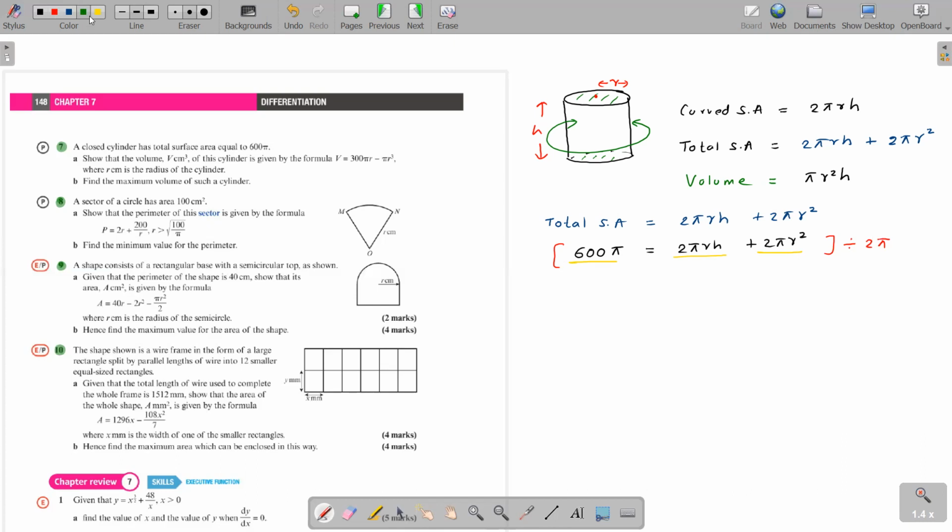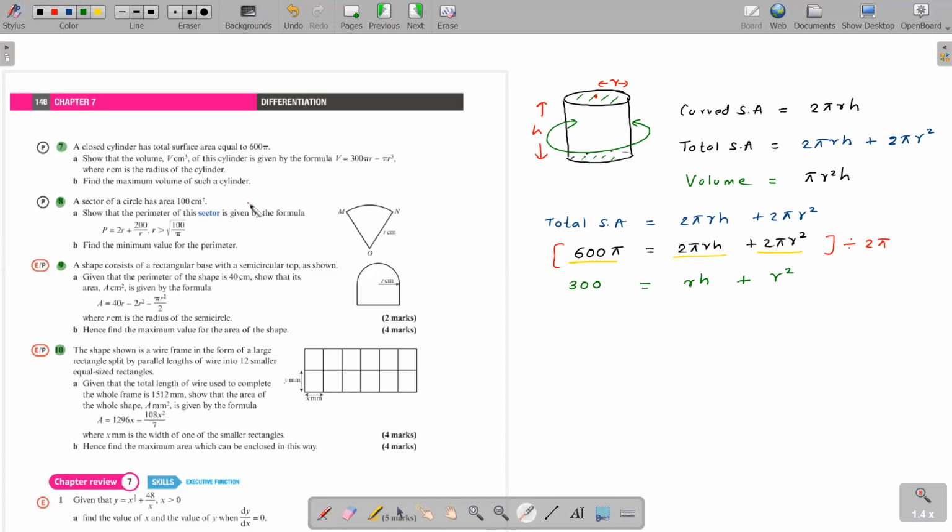So it cancels out. 600 divided by 2 is 300. Pi will cancel out. In 2 pi RH, the 2 divides the 2, the pi also cancels out and I remain with RH. Here also 2 and pi cancel, I remain with R square. Do you agree with me? So this is what I have right now, the surface area equation. Let's keep it like this.